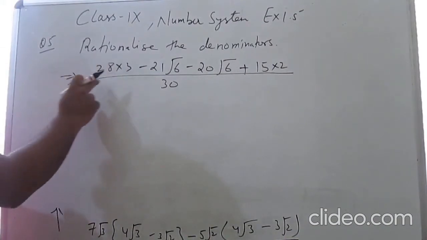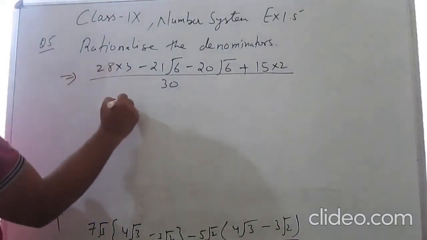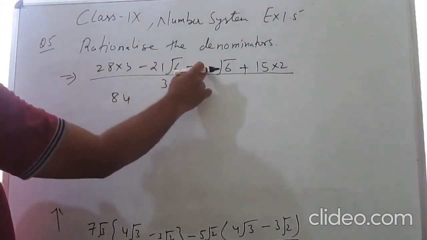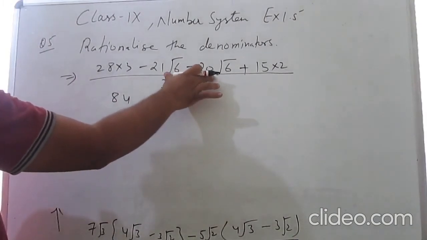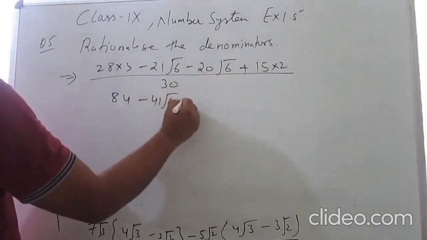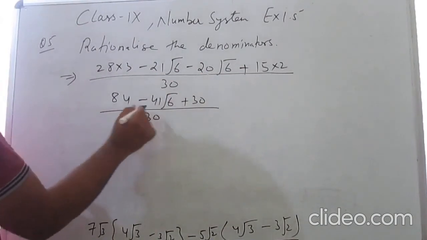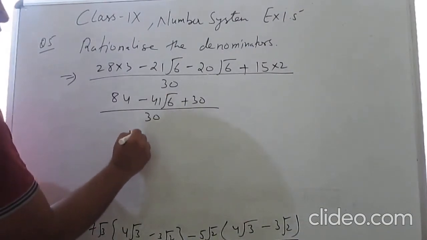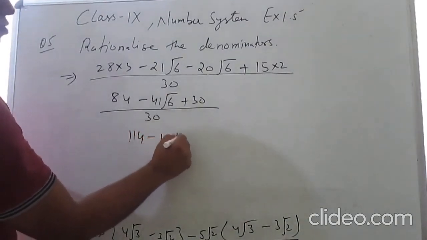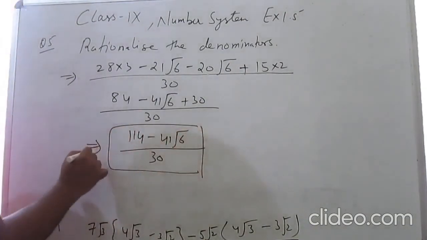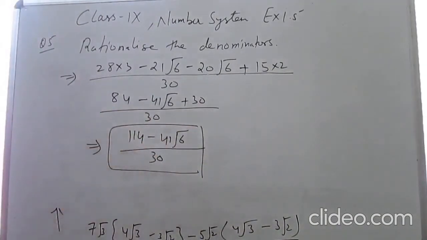Now, what will 28 into 3 be? 84, minus 21 root 6 minus 20 root 6. This will become plus, minus, minus, plus. So minus 41 root 6. What will become? 30 upon 30. Now add it. 84 plus 30 is 114, minus 41 root 6 upon 30. This is the answer. 114 minus 41 root 6 upon 30.